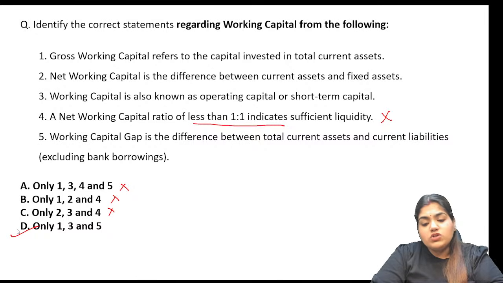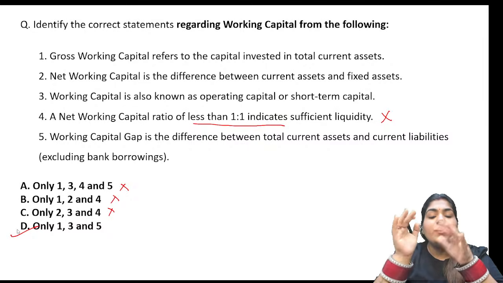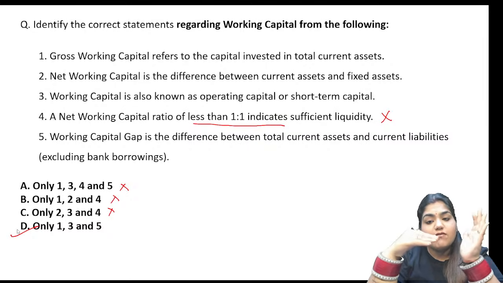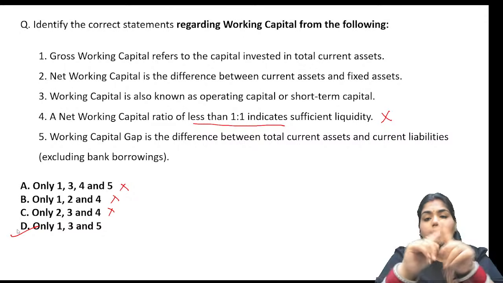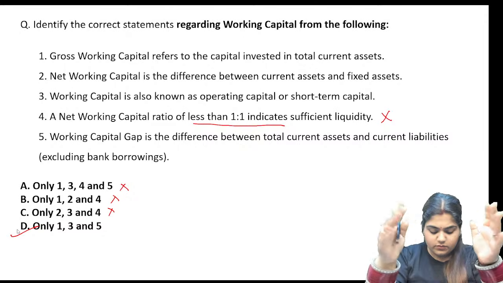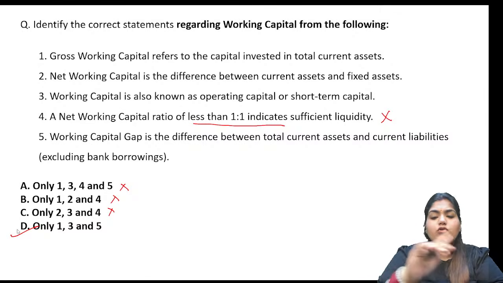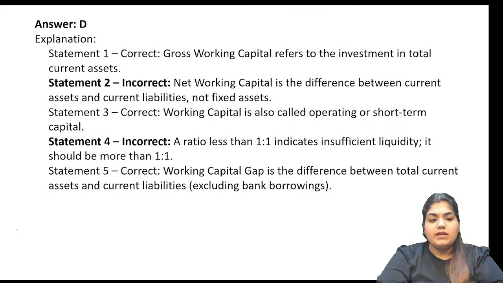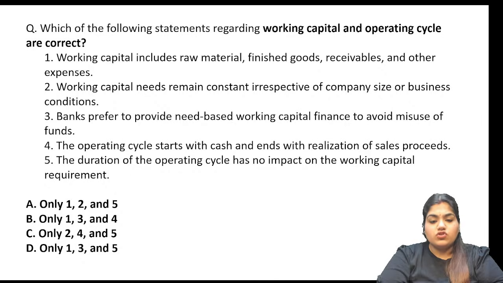Statement number 2 is also incorrect. Why? Because net working capital is the difference between the current assets and the current liabilities. We do not talk about the fixed assets. Whenever we are talking about working capital, it is regarding the assets that we have in hand right now. We do not talk about fixed assets or fixed liabilities. Okay? There are no fixed liabilities. We do not talk about fixed items. Next question. The next question is on the screen.